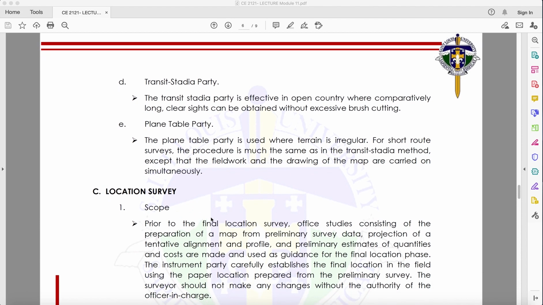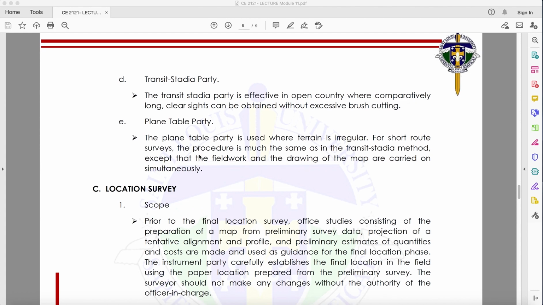Okay, so we will be using here the table. If you remember our previous module, we have there the plane surveying. So we will be using that here.